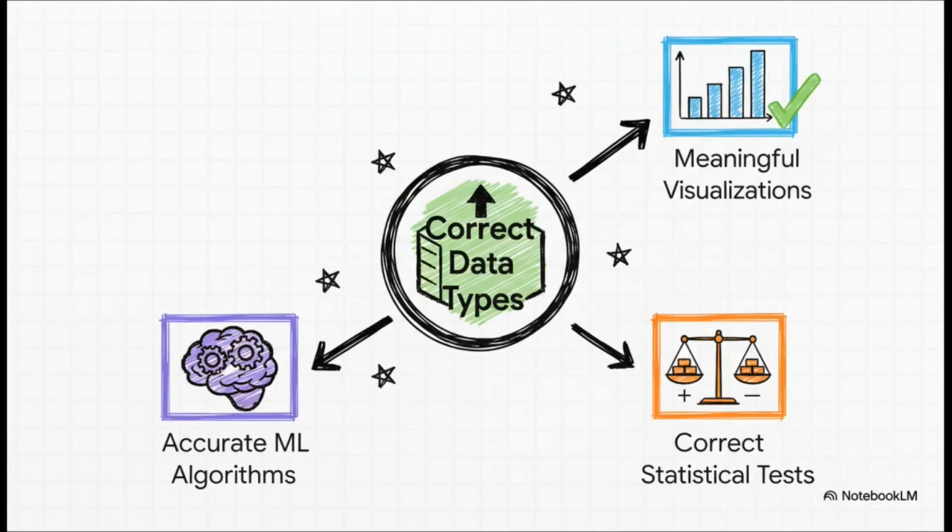And this is not just some academic exercise. Knowing your data type is what tells you whether to use a bar chart or a histogram. It's what tells you if you need to run a chi-square test or a t-test. Getting this right is literally the difference between finding a real insight and making a massive error.